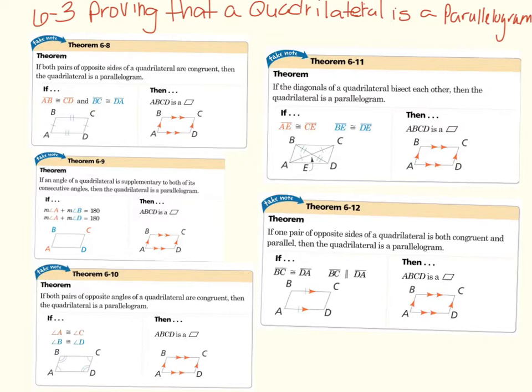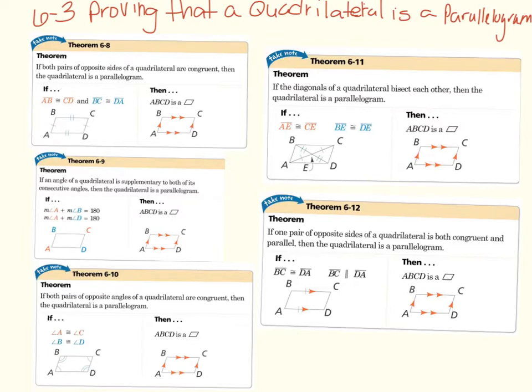So if angle B and angle A equal 180, and angle D and angle A equal 180, then I know that it's a parallelogram. The next one, if both pairs of opposite angles of a quadrilateral are congruent, then the quadrilateral is a parallelogram. So basically, if B is congruent to D and A is congruent to C, then we know it's a parallelogram. Next one, if the diagonals bisect each other, then the quadrilateral is a parallelogram. So if AE is congruent to CE and BE is congruent to DE, then it's a parallelogram. And lastly, if the opposite sides are congruent and parallel, then it is a parallelogram.